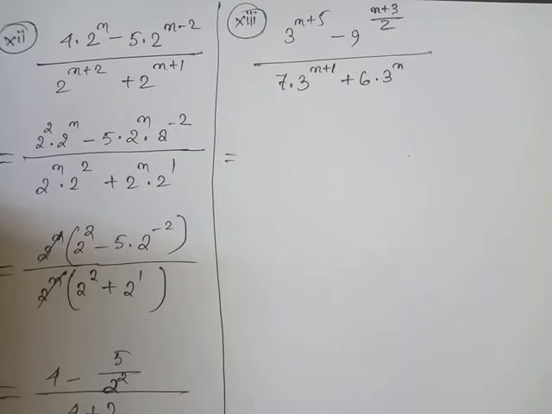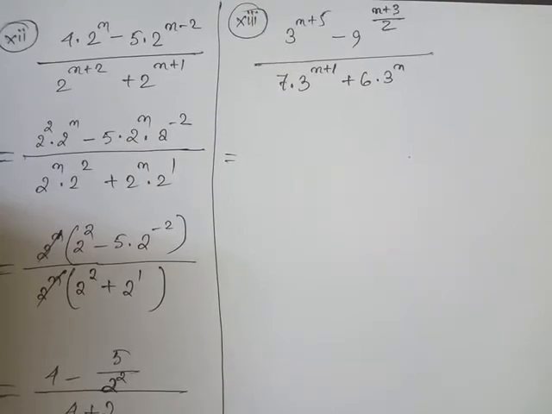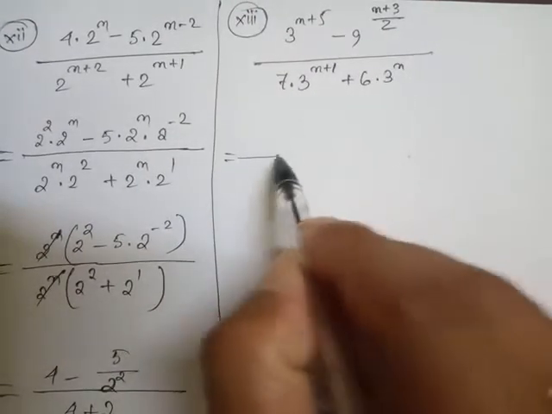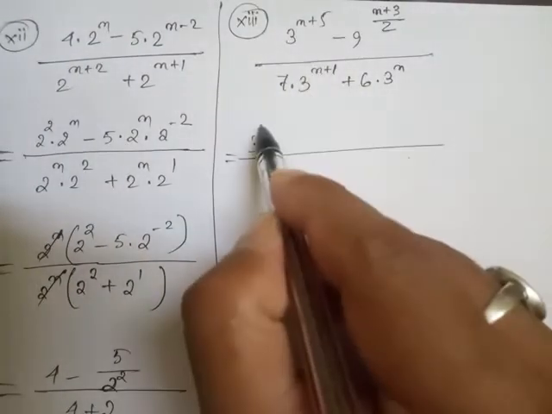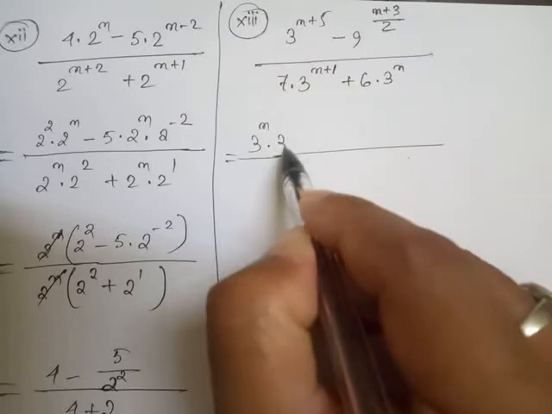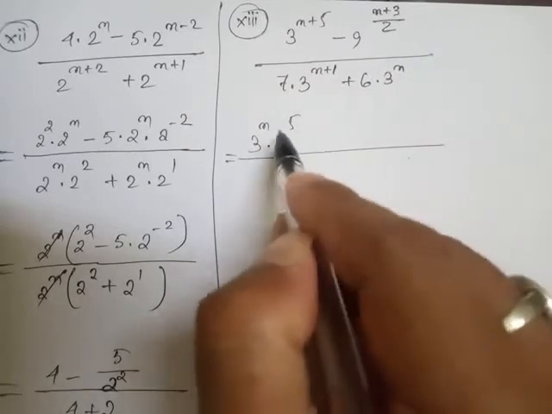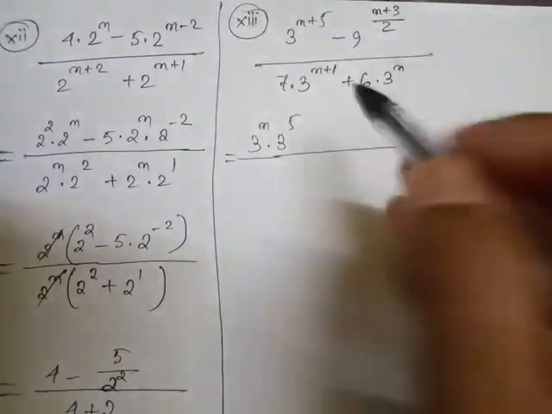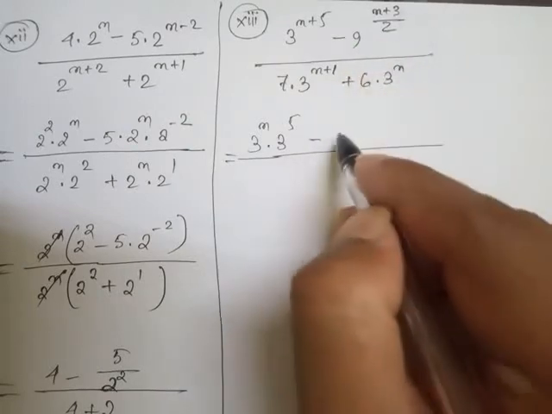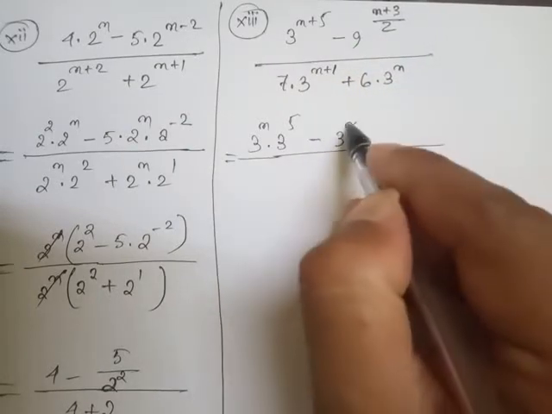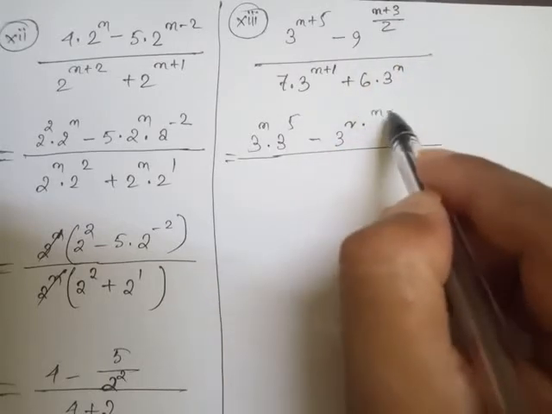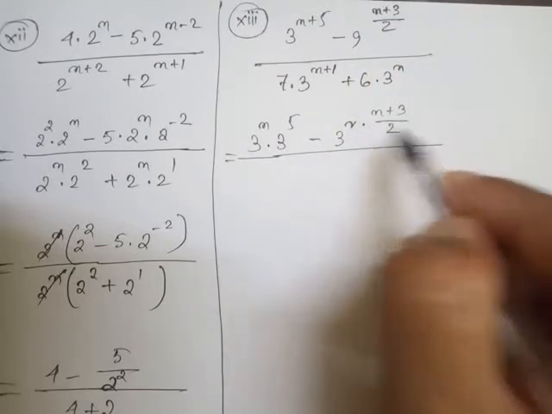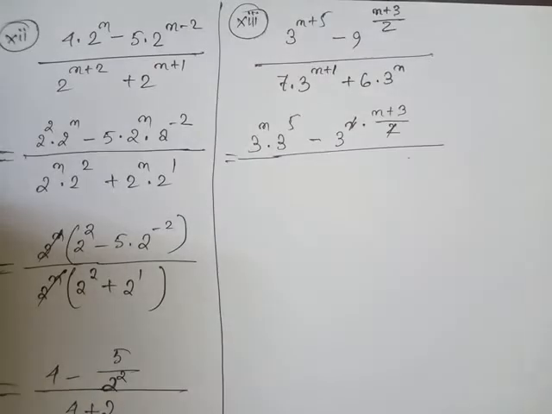Now how to solve it? Look, first of all I will split this one up. 3 to the power n plus 5 can be written as 3 to the power n into 3 to the power 5. Why? Because the base is the same, so the powers should be added. That's why we split it up. Now 9 means 3 square, so the value will be 3 to the power n by 3 plus 2, which means these two and these two cancel.